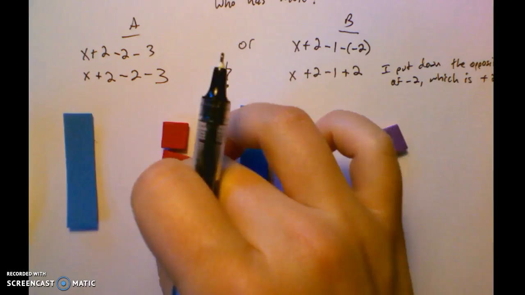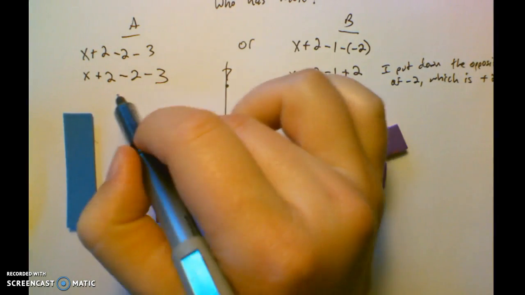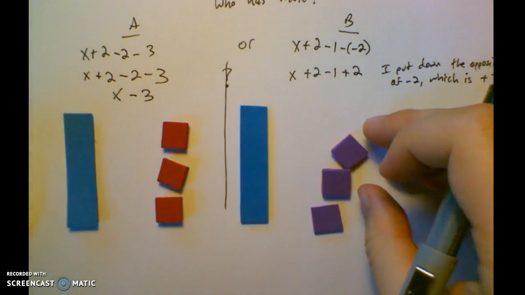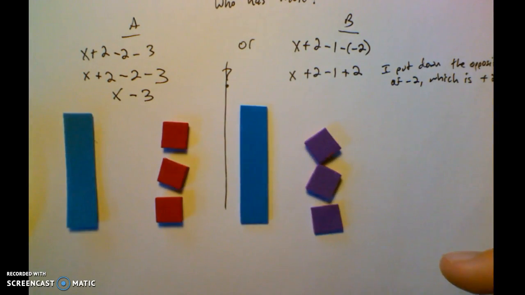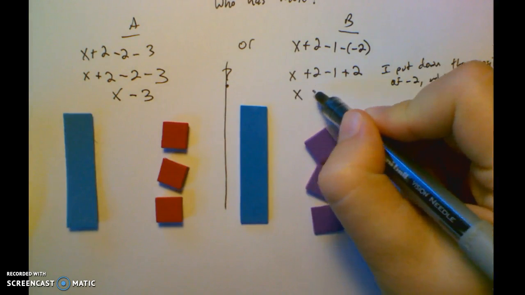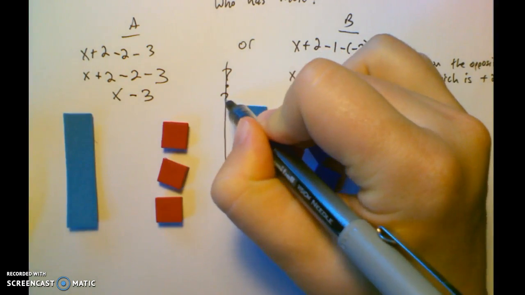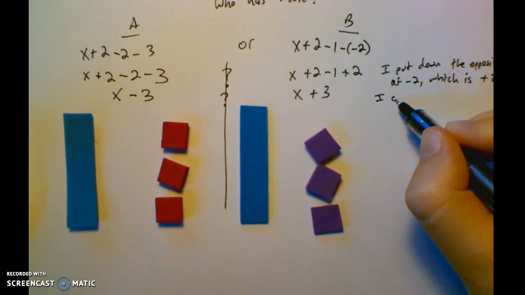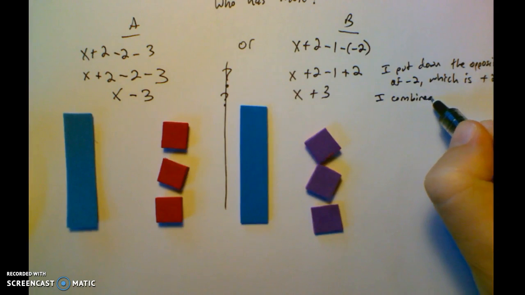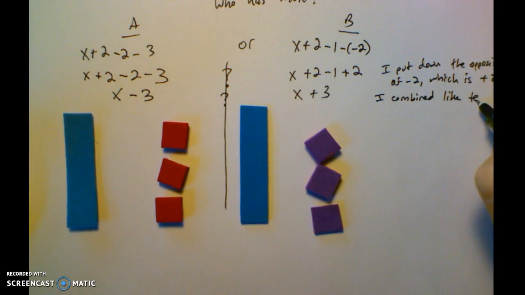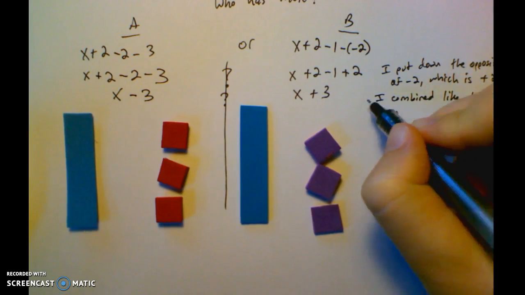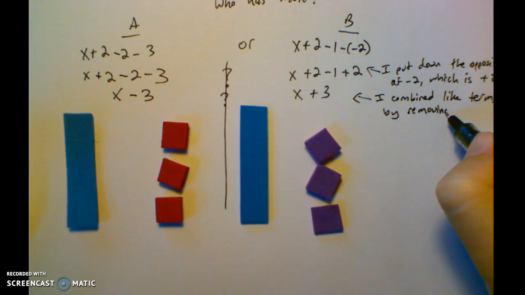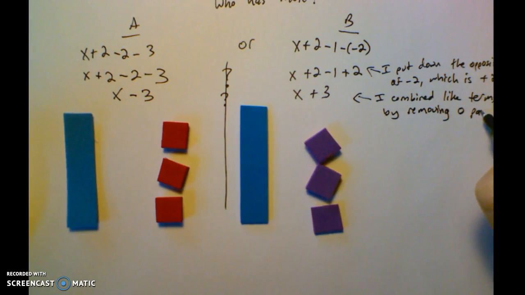So when I combine like terms like that, I can see that now on this side I have x minus 3, and on this side I have x plus 3. And I still don't know which is bigger right now. So my description: I combine like terms by removing zero pairs.